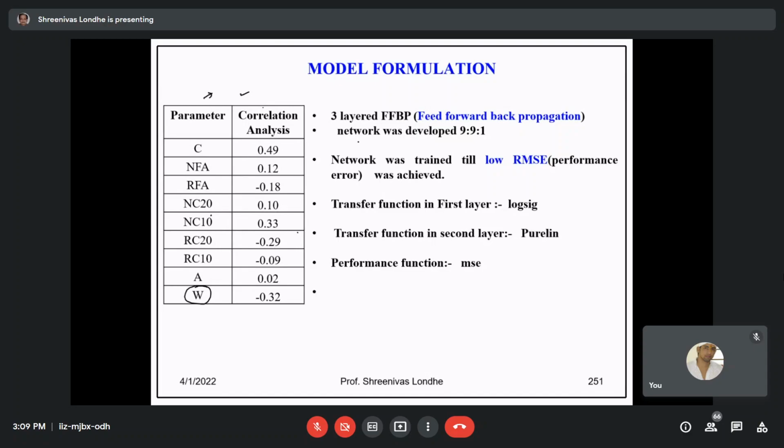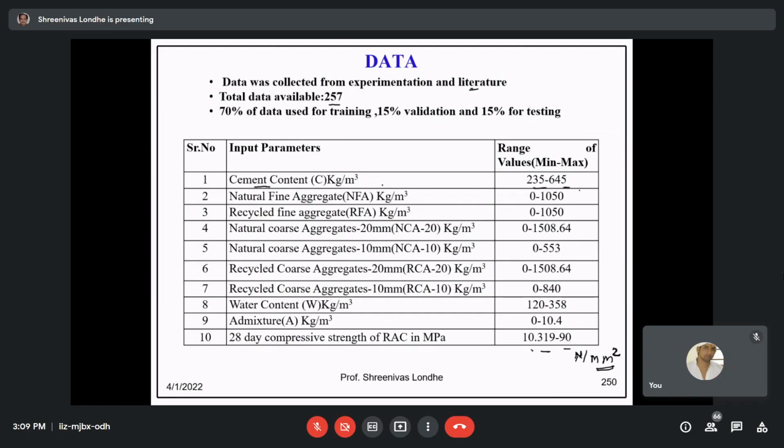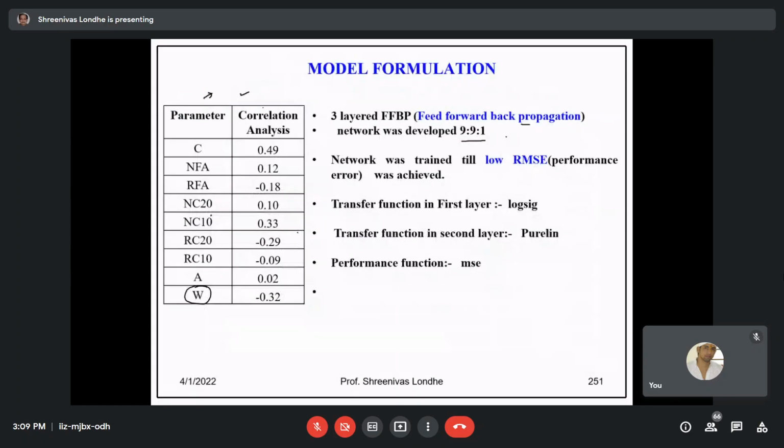A non-linear relationship. Okay. So a 3-layered feed-forward backpropagation algorithm was developed, with 9:9:1 as shown here. 9:9:1 was my architecture, and it was trained till low RMSE, root mean square error. The transfer functions between the first layer and the second layer, respectively, were logsig and purelin, where purelin is a linear measure and logsig is log sigmoidal. And the performance function was mean square error. This was our methodology for development of the model.